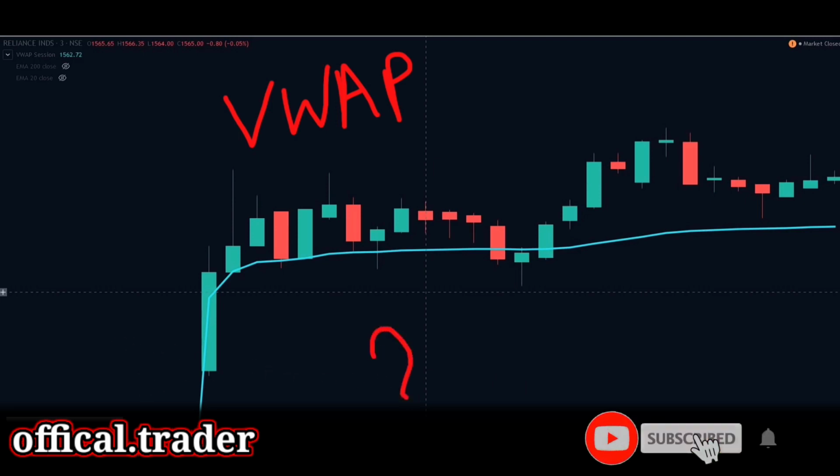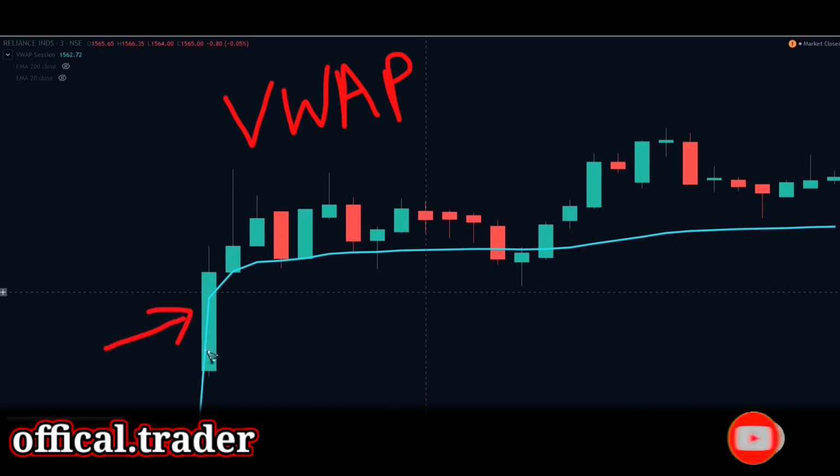Let's look at an example. So, here, we have an intraday chart. And, here's the first 3-minute candle of the day. The blue line is the Vwap indicator.